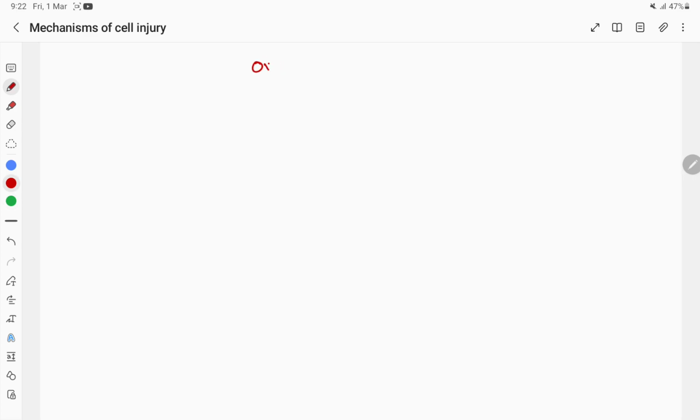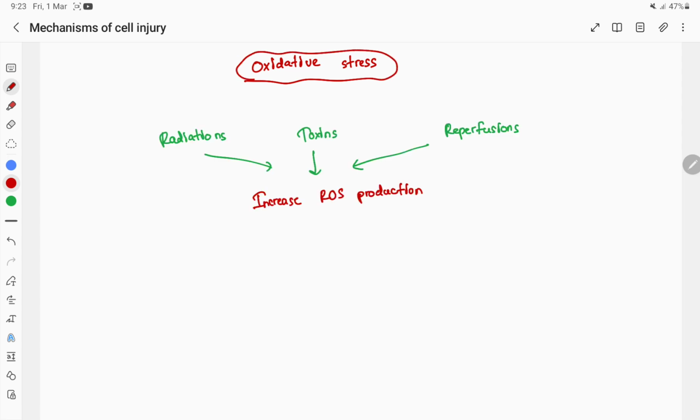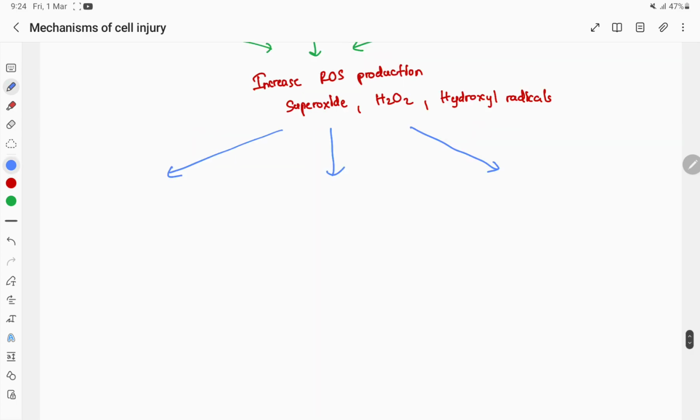Then we will talk about oxidative stress. Radiations, toxins and reperfusion cause increased reactive oxygen species levels. Examples are superoxide, hydrogen peroxide, and hydroxyl radicals. Those reactive oxygen species are involved in cell injury in three ways.